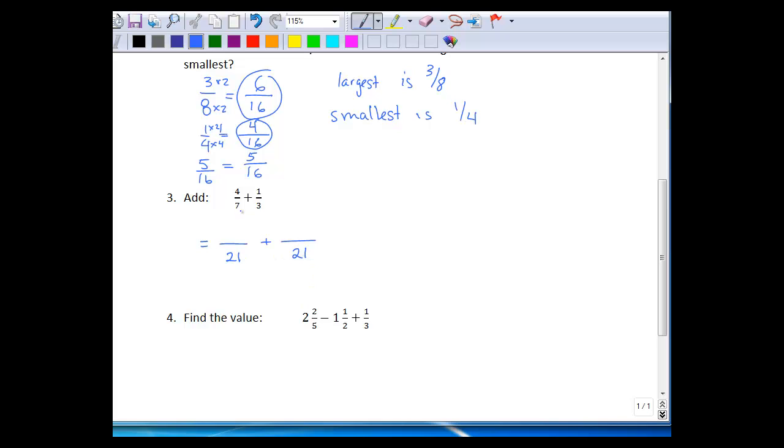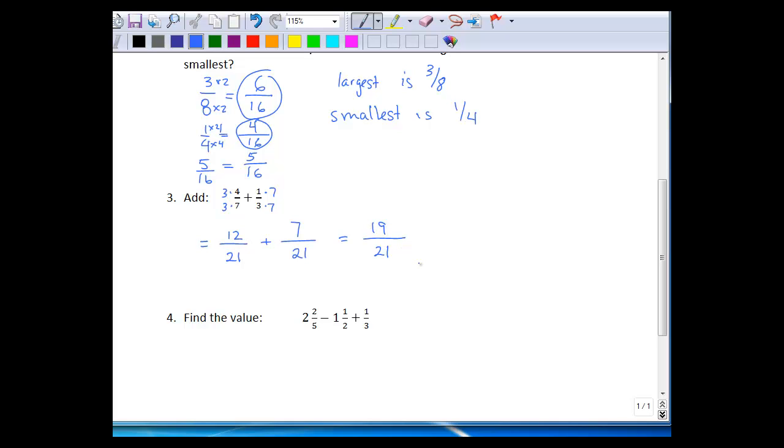And in order to convert a 7 to a 21, I have to introduce a multiplier of 3. And remember, you have to do that in the numerator and the denominator. So this is 12/21. 1/3, to convert that 3 to a 21, I need to multiply by 7. So that's 7/21. And once you have a common denominator, you leave that denominator alone and you just add the numerators. So 12 plus 7 is 19.